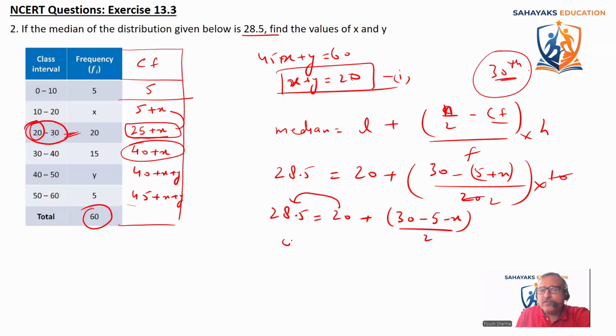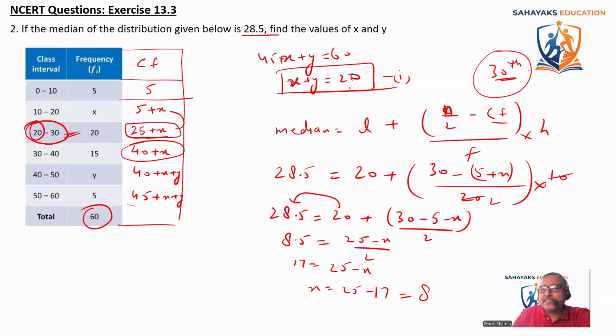So it becomes 8.5 is equal to (30 minus 5, that is 25 minus x) divided by 2. So multiply by 2. 8.5 into 2 is 17, which is equal to 25 minus x. So x is equal to 25 minus 17. 25 minus 17 comes out to be 8. So the value of x is 8.